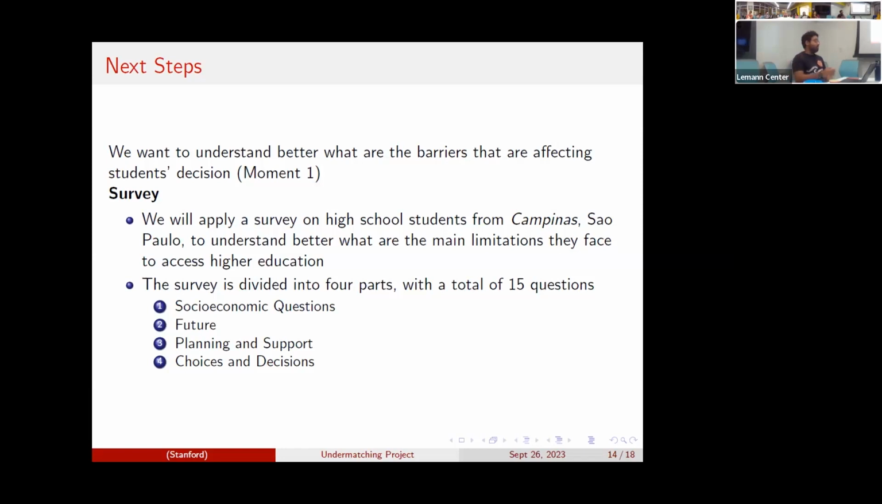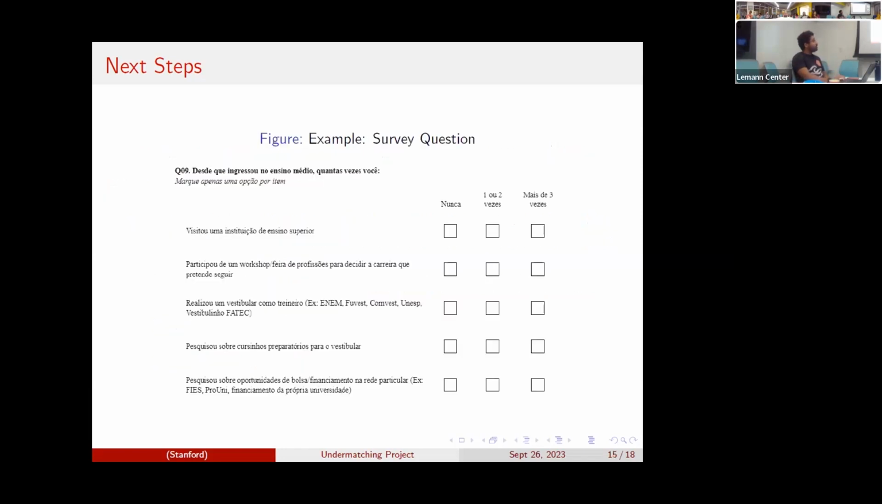And last, the choices and how they frame their decisions at some level. Just to give you an example, of course the survey is in Brazil, but one of the questions is: since you got into high school, how many times have you done any of these things? For example, did you take any prep exam? Have you ever visited any higher education institution? And they classify this as never, 1 or 2 times, or more than 3 times, just to get a sense of how these individuals are preparing themselves to go to college.